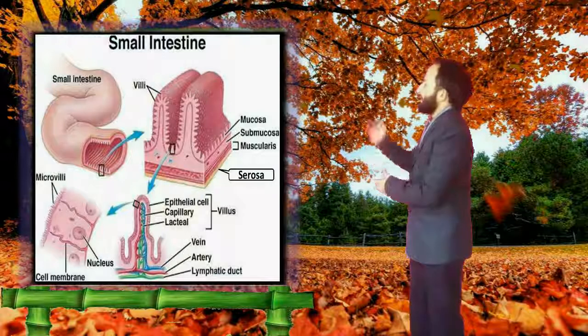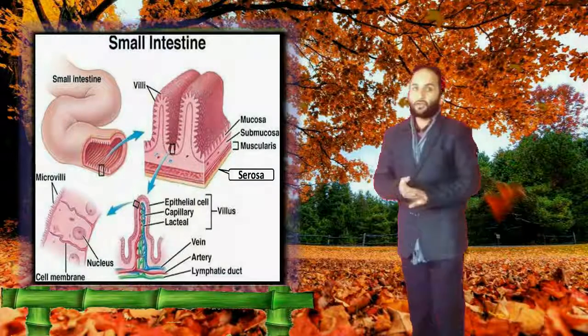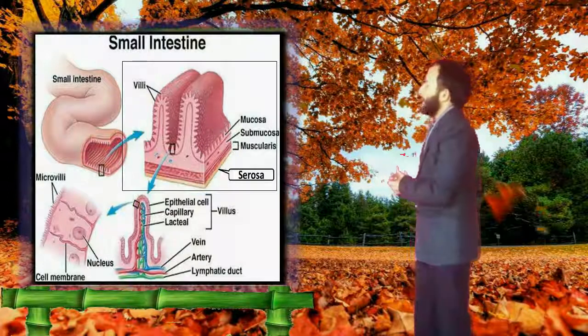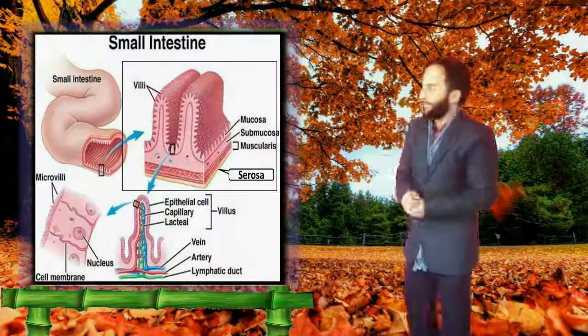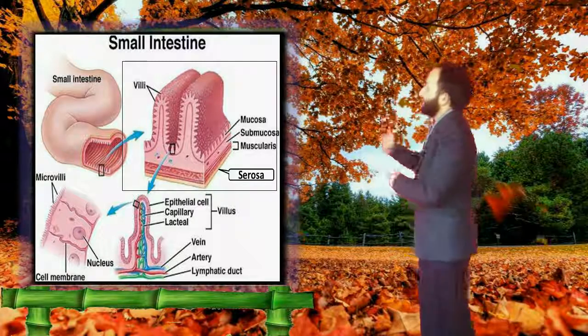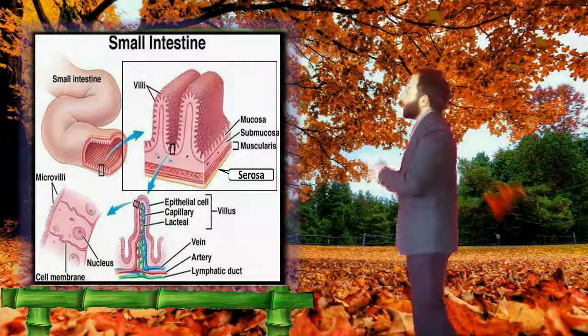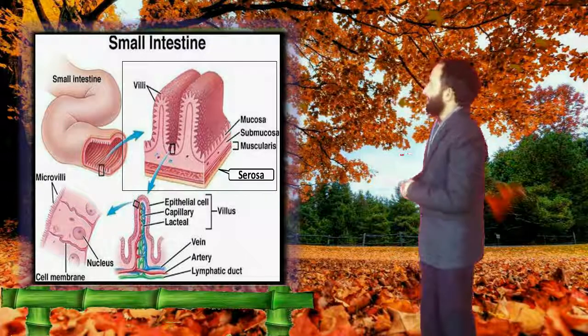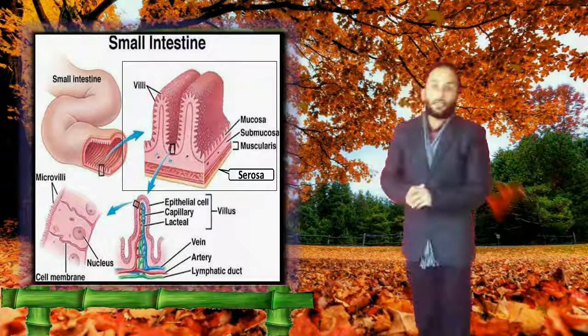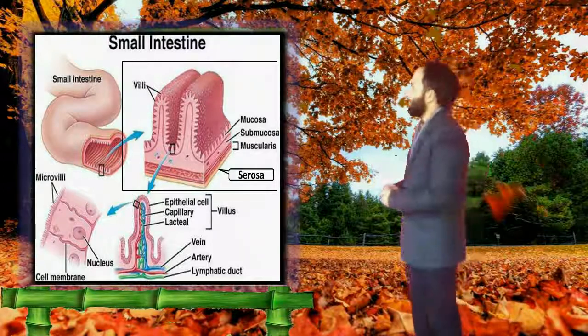If we look towards the internal structure of the small intestine, it is made up of different layers, like serosa. Serosa is made up of connective tissue. It provides a route for blood vessels and nerves. It also secretes serous fluid and lubricates the small intestines.